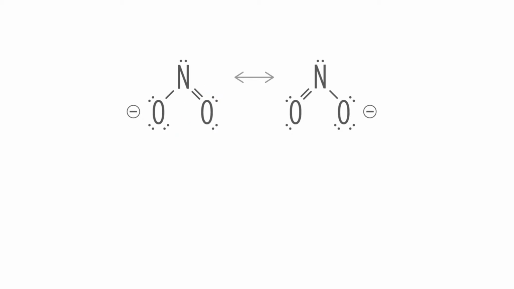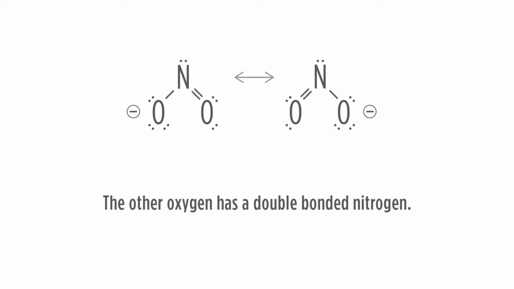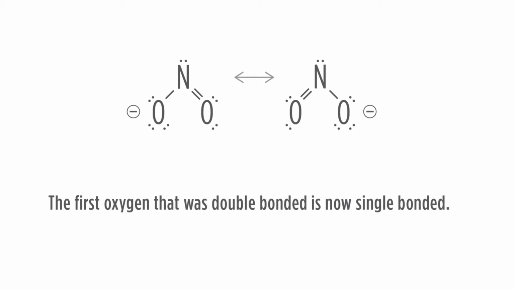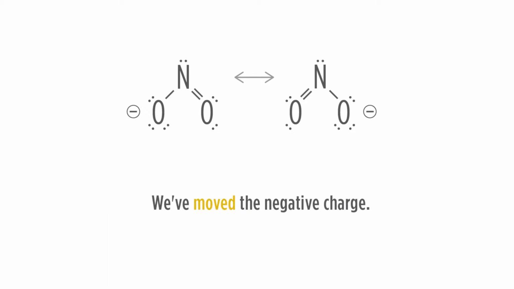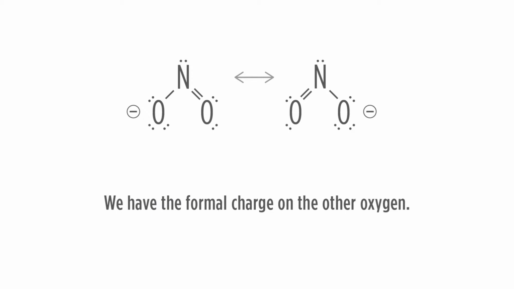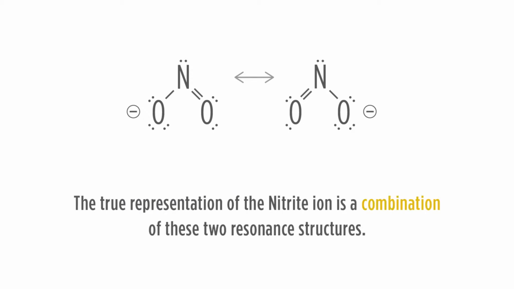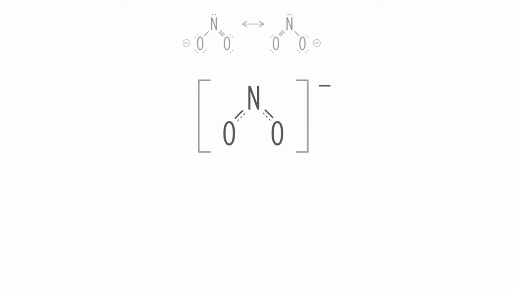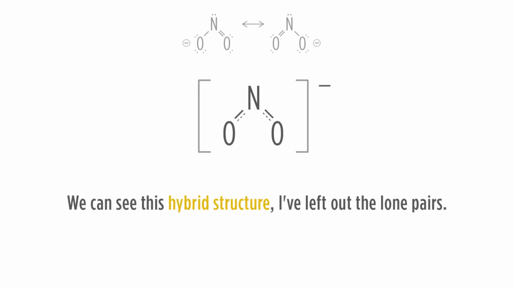In this new Lewis structure, you'll see that now the other oxygen has a double bond to nitrogen, and the first oxygen that was double bonded is now single bonded, and we've moved the negative charge. So we have the formal charge on the other oxygen. The true representation of the nitrite ion is a combination of these two resonance structures. We can see this hybrid structure.